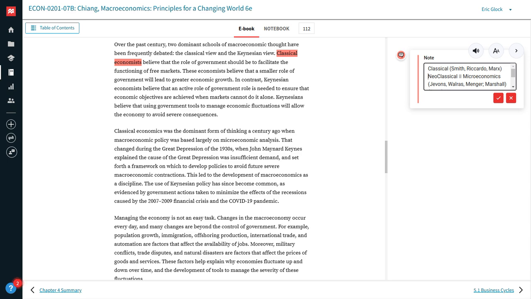Then we have these three very important figures in the history of economic thought: Jevons, Walras, Menger. Jevons was English. Walras was Swiss, and I think he taught in France, same language, French. And Menger was Austrian.